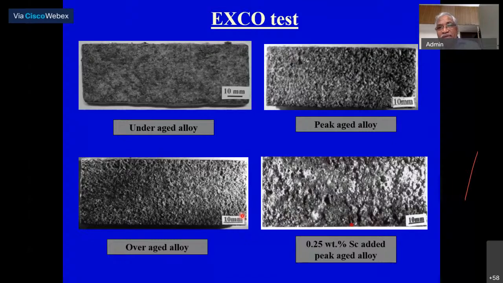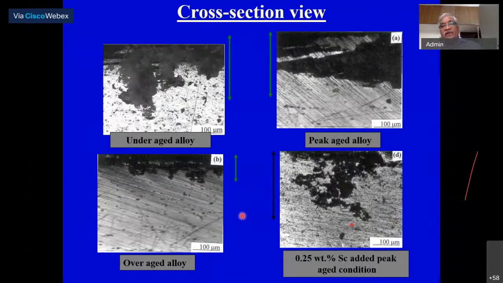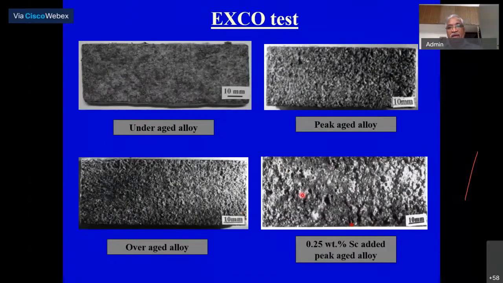What is the objective? The objective is: why does the alloy undergo exfoliation? So what is the electrochemical behavior? So there is a clear objective. So we are trying to probe that using an electrochemical technique, right? So the one we showed here was a stereo microscope image. The aluminum alloy was exposed to a test called the EXCO test. It's a nitric acid test actually.